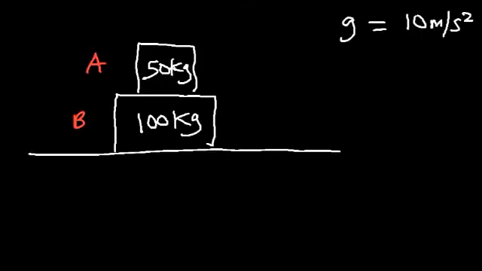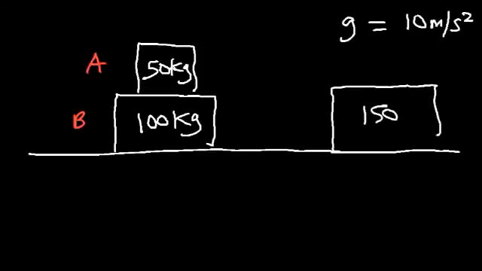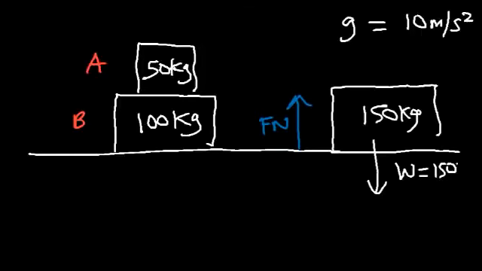So let's start with the surface. We can treat this as an object with a single mass of 150. So the force that the surface exerts on B is the normal force. The combined weight force of A and B is 150 times 10. So the weight force is 1500. So the normal force, which is the force that the surface exerts on B, is also 1500.